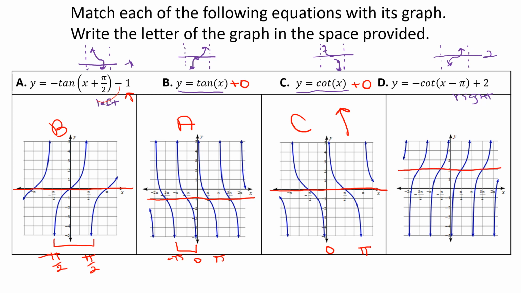And it does have a midline at 2. It is shifted to the right pi units, so the boundaries are from pi to 2 pi. And it is a negative cotangent graph. Great job. Let's continue on.